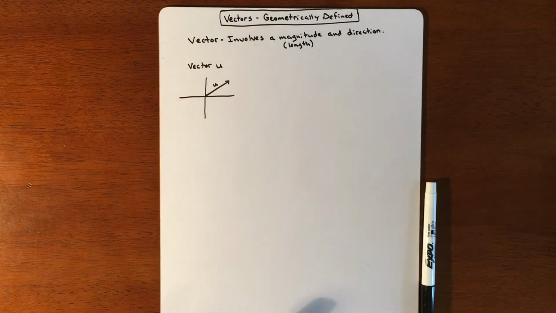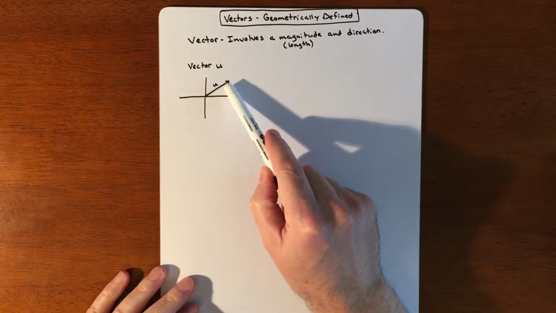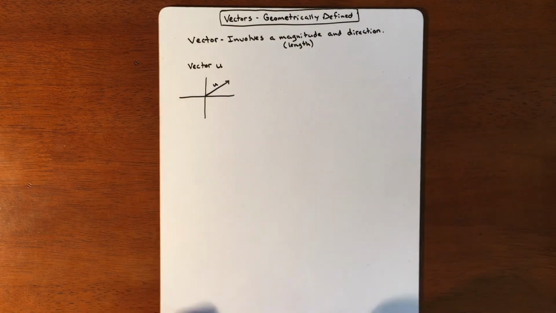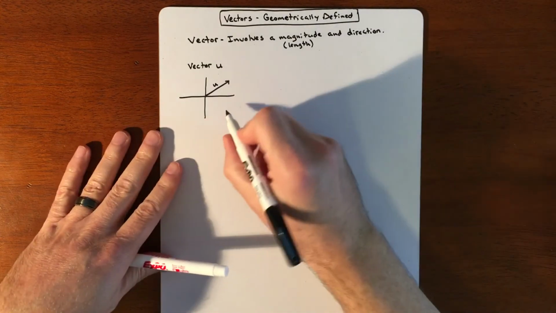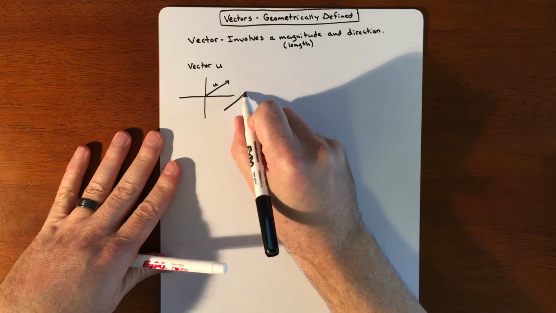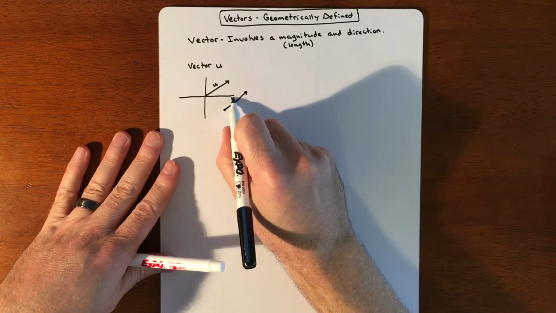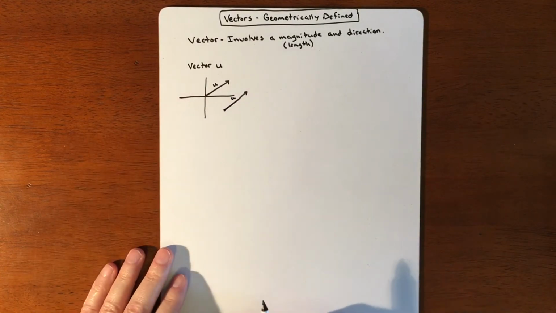Typically we'll draw a vector from the origin out in whatever direction, but actually this vector could start here, and as long as it goes in the exact same direction with the exact same magnitude, that could also be a representation of vector u.